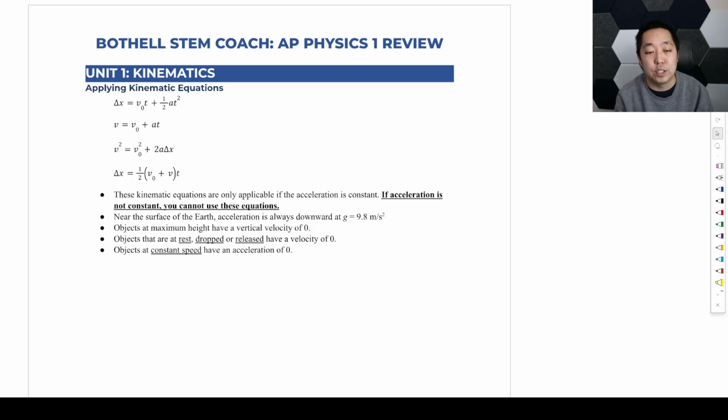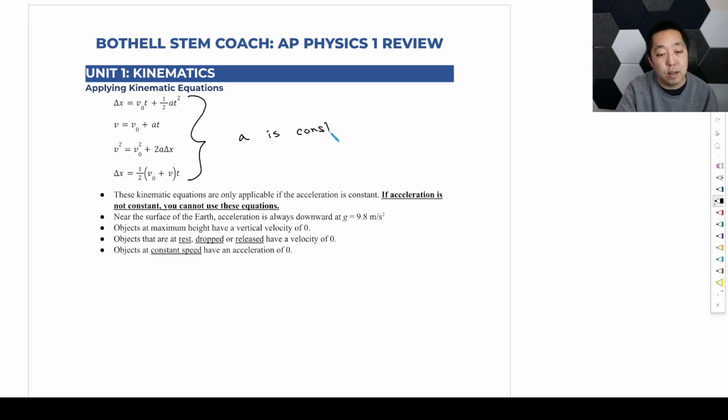They have some derivations and things like that that'll be really useful for you because most of the FRQs involve derivations. So the first thing to remember on the kinematic side of things is that we apply the kinematic equations. These four kinematic equations are only applicable if the acceleration is constant. If the acceleration is not constant, we're not allowed to use these equations. It's only when a is constant.